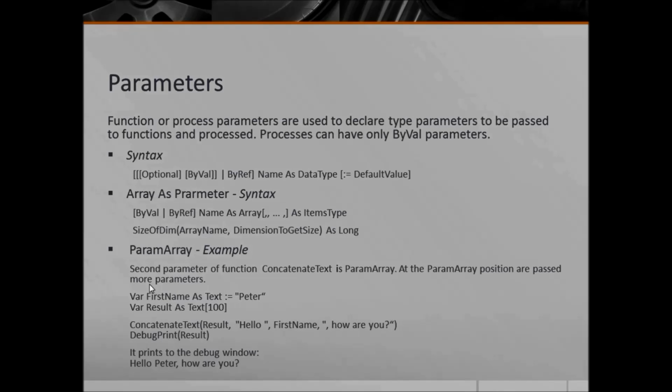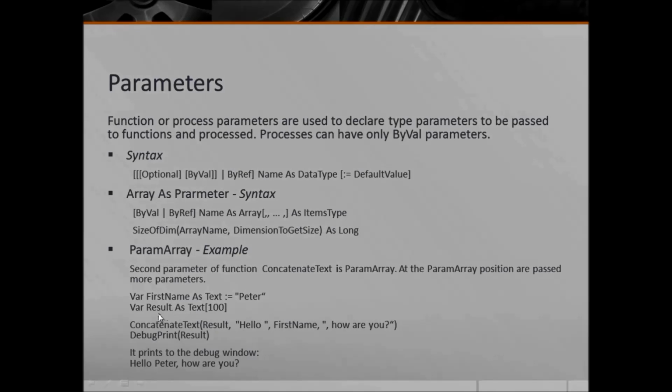Another type, finally, the last type of parameter is a parameter array. Parameter array is actually an array of parameters that is of any size. For example, here the second parameter of the function named concatenate text is a parameter array. So when the parameter array position is passed in more characters, the system will actually concatenate all the characters together and put into the first parameter.